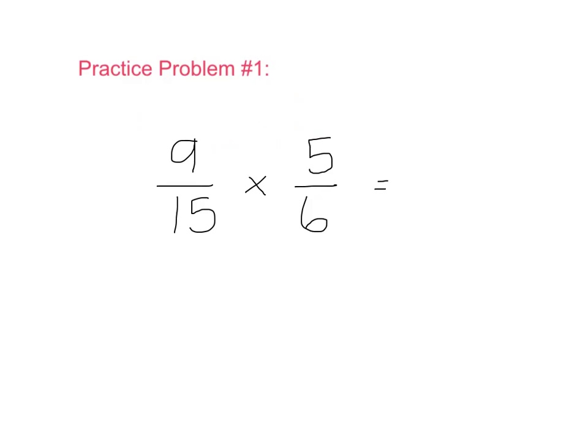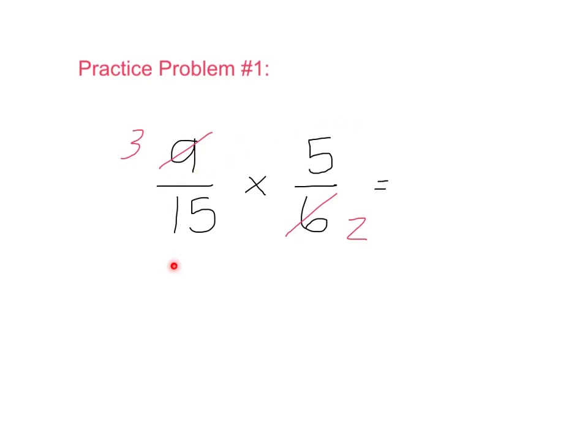So here's practice problem number 1. Feel free to pause and try to figure this out by yourself, but I do want you to cross-cancel. Okay, I'm going to be looking at places where I can cross-cancel with my 9 and 6. I know 3 is a number that goes into 9 and 6, so I'm going to just divide both of these by 3. 9 divided by 3 is 3. 6 divided by 3 is 2.